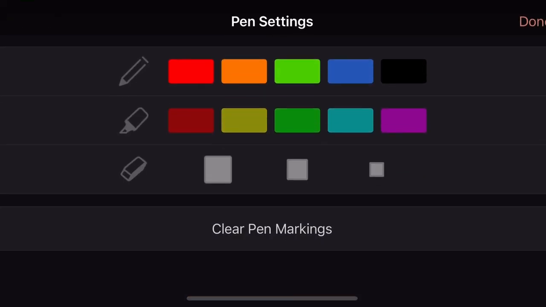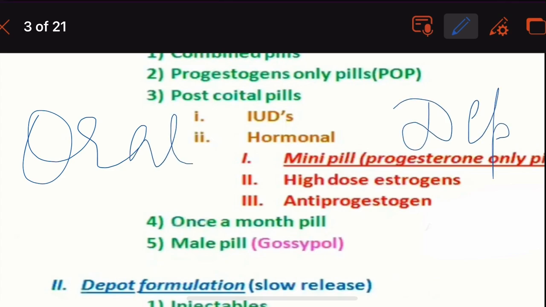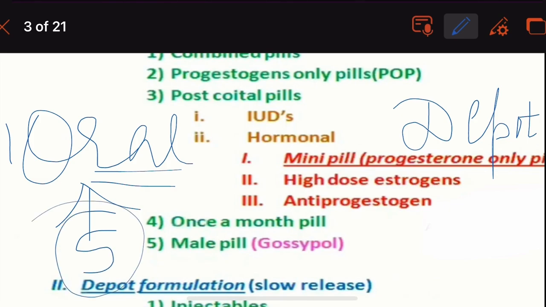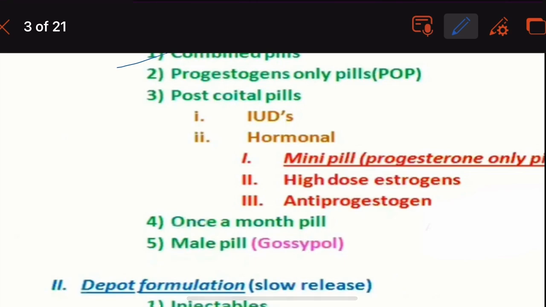We have oral pills and depot formulations. The first one, under oral pills, we have a total of 5 subclassifications. They are combined pill, progestogen only pill, POP, post-coital pill, once a month pill, and male pill or gossypol.